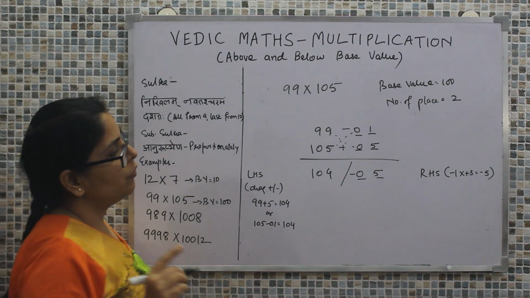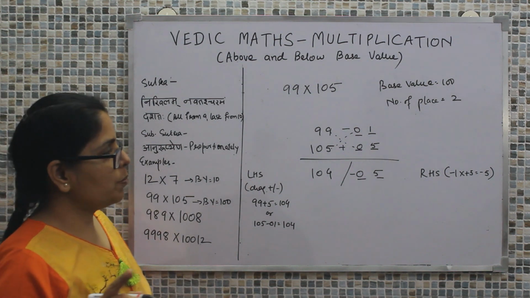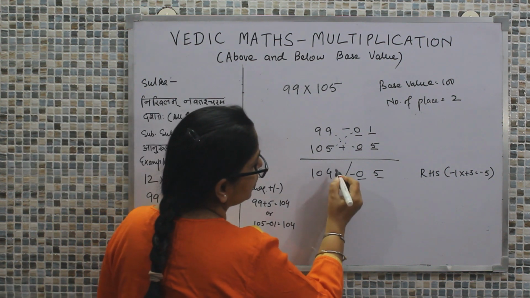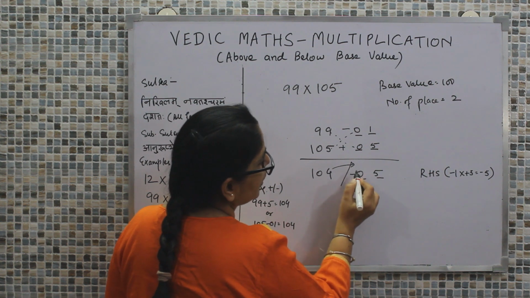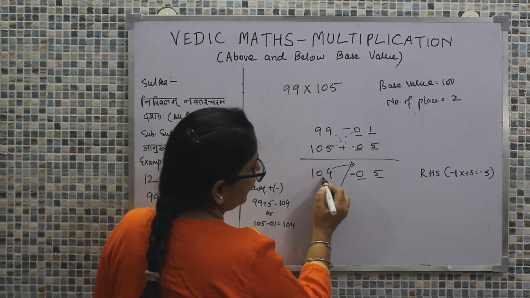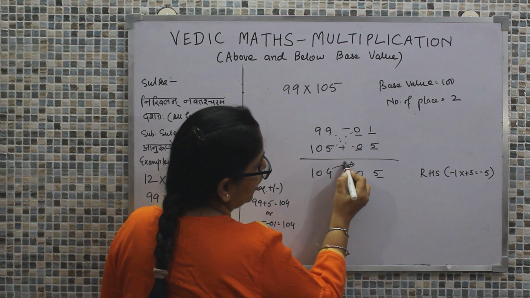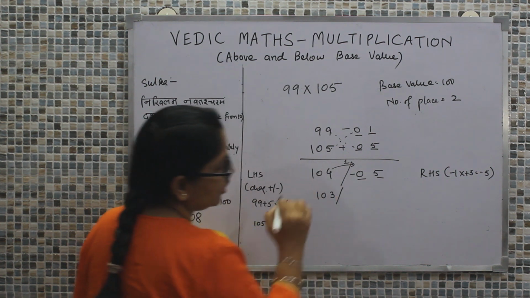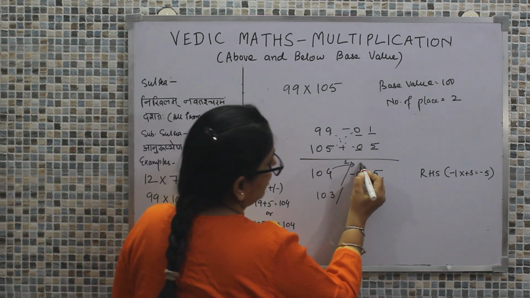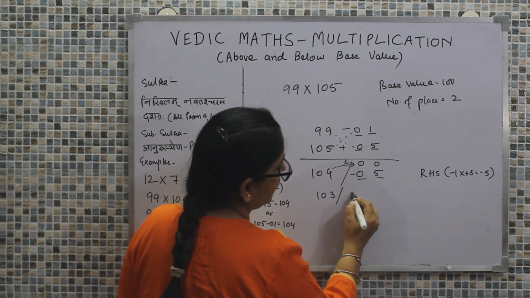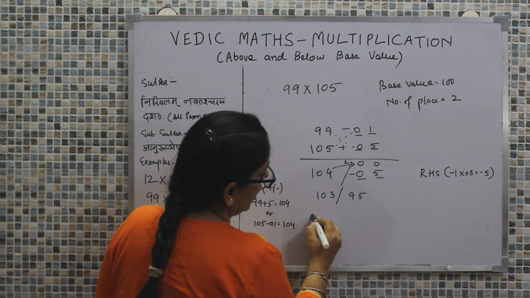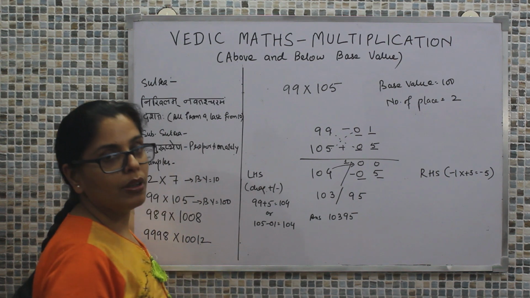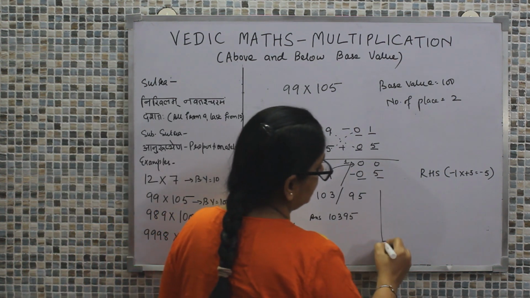Okay, now because we have a negative in the RHS portion, we need to convert it into positive. And when we convert into positive, obviously we need to borrow a particular value from the LHS. Now we have 104. The moment we borrow 1 from the LHS, this 104 will become 103. And this will be 100. 100 minus 5 will be 95. So we have the answer as 10395. Let's verify the answer.